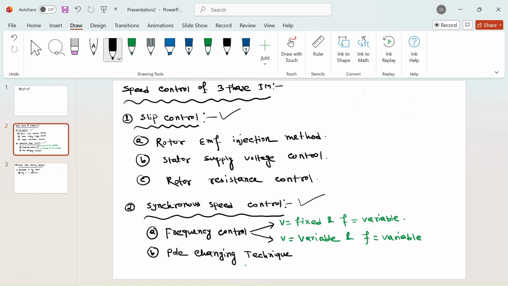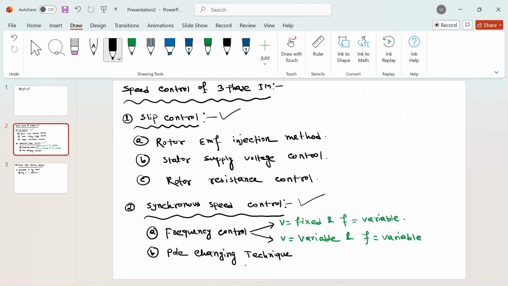And then stator supply voltage control. It is applicable to both induction motors, either slip ring induction motor or squirrel cage induction motor. And the third one is the rotor resistance control, again only applicable to slip ring induction motor, or sometimes we call it a wound rotor induction motor.